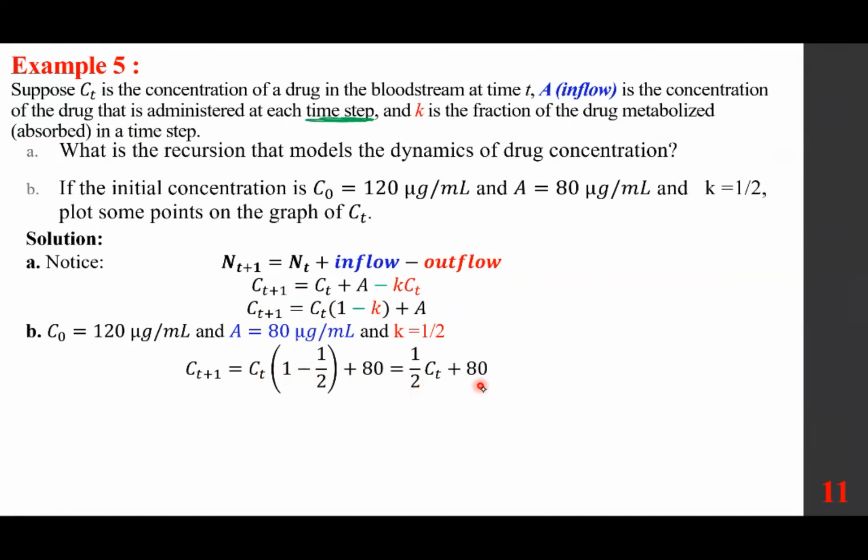Now, C sub 0 is given. Let's go to the next one, C sub 1, and we are going to use this formula. So C sub T plus 1 is 1/2 C sub T plus 80. Therefore, C sub 1 is 1/2 C sub 0, which means 1/2 of this amount. 1/2 of 120 is 60, plus the amount of A or inflow, which is 80, and they add up to 140.